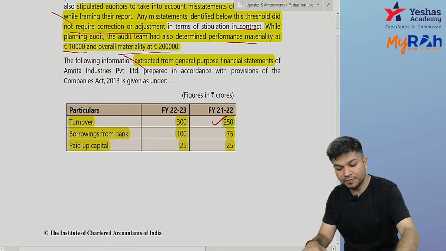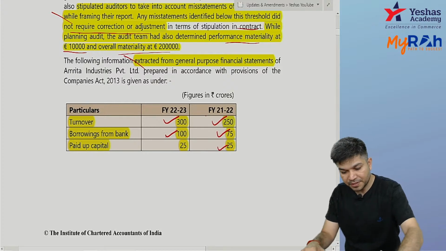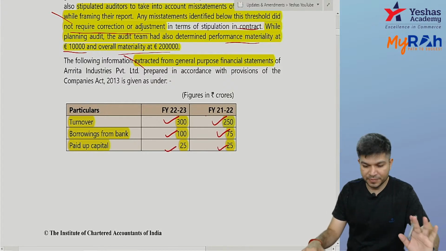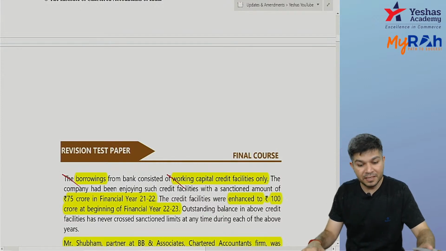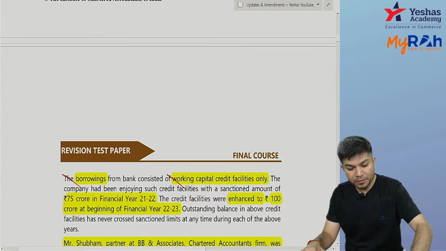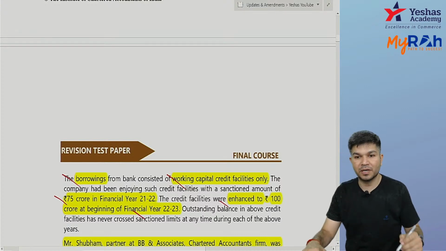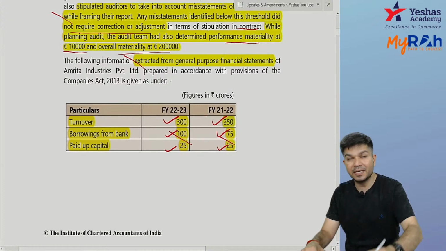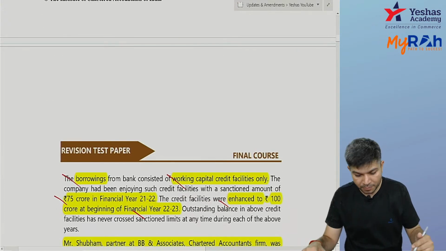Last year it was 250, this year it's 300. Then borrowings from bank: last year 75, this year 100. Paid up capital, last year 25, this year also 25. Borrowing is nothing but your working capital facilities only. Borrowing was 75 crore last year, it was enhanced to 100 crore this year. Outstanding amount has never exceeded the sanctioned amount.